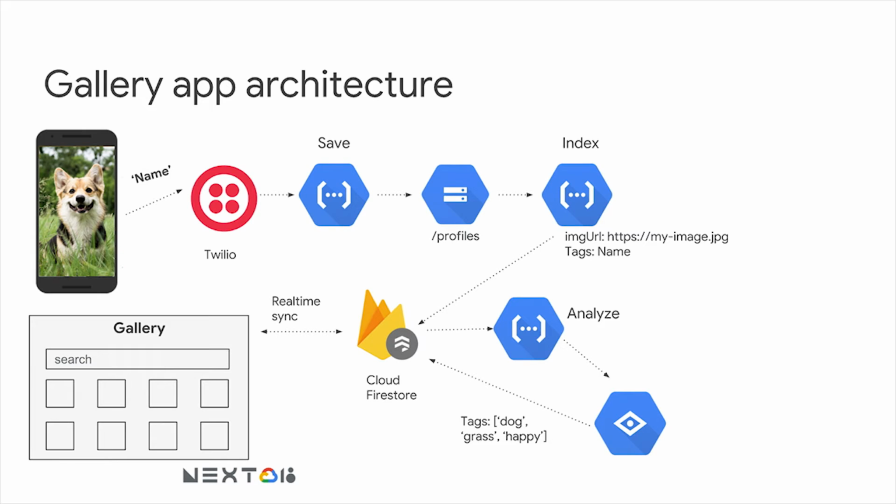And what we're going to do is we're going to upload a photo. It's going to hit Twilio. We're then going to save that down to storage into the profiles. We're then going to index the data, basically take the name that was entered in and the image URL, put that in the Cloud Firestore, which will update our gallery. And then that'll kick off another function that then analyzes the image, pulls out and extracts the visual information via the Vision API, writes it back into Cloud Firestore. Sorry, my pointer is dying, and then updates the gallery in real time.